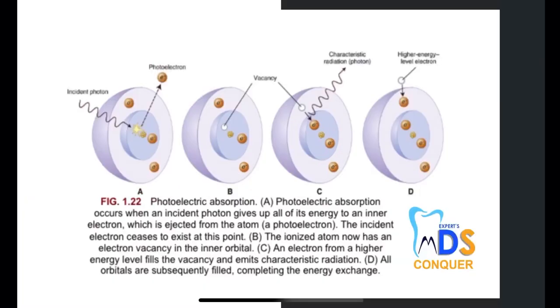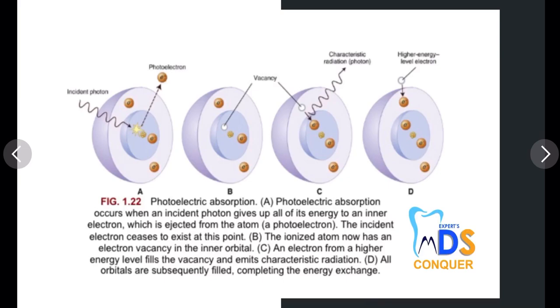Now let's discuss photoelectric absorption. Photoelectric absorption is the same as characteristic radiation. It is just the same. How characteristic radiation occurs at the tungsten target is the same, but it occurs with the matter. So, two different names.